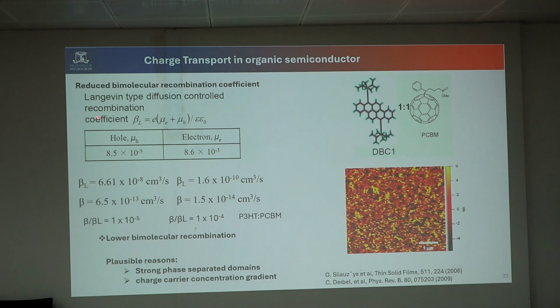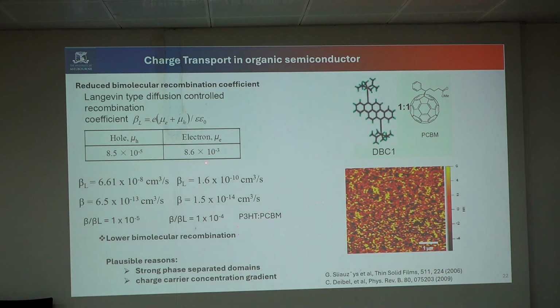That is one factor, called Langevin type diffusion control recombination. That also we can calculate. In this case, for this bilayer, the Langevin recombination is 165 minus 8 per centimeter square, and this is for P3ST, and this is for the other one. The recombination is very low in the case of dibenzene tyrosine compared to P3ST.